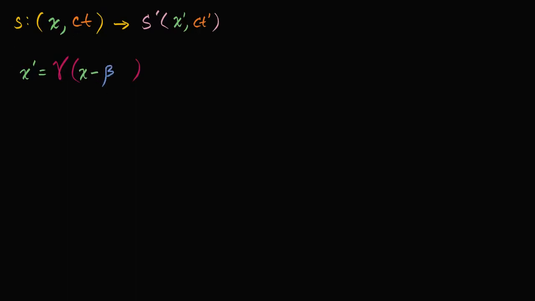So beta times ct, where the Lorentz factor is 1 over the square root of 1 minus v squared over c squared, or we could write it as 1 over the square root of 1 minus beta squared, where beta is equal to v over c. So there you go. That's how we get x prime, and it's based on the Lorentz factor, which is dependent on v, and of course the rest of this is dependent on x and ct.